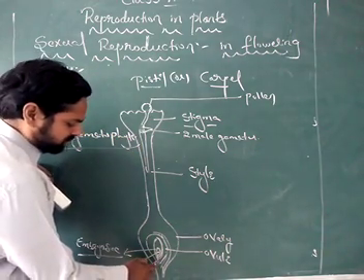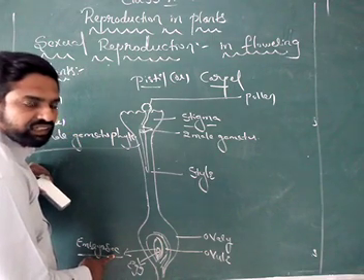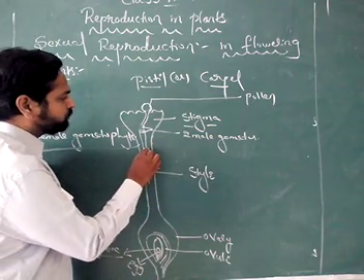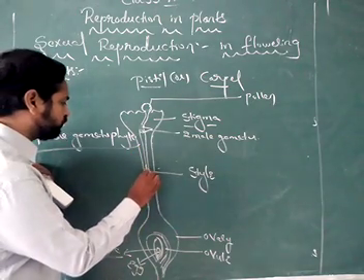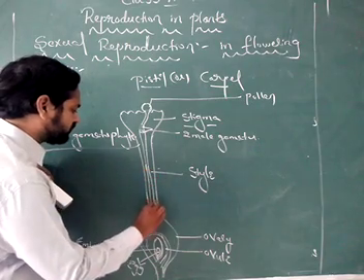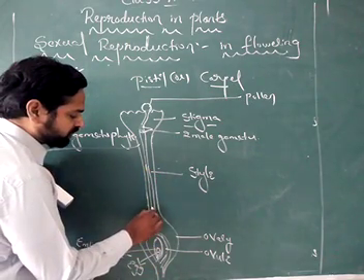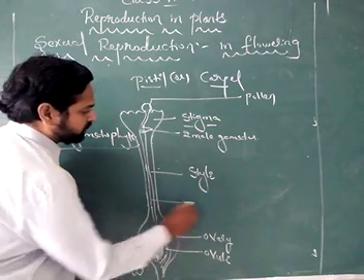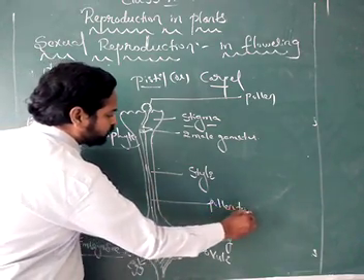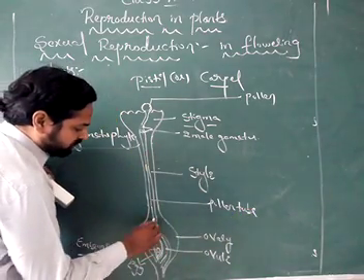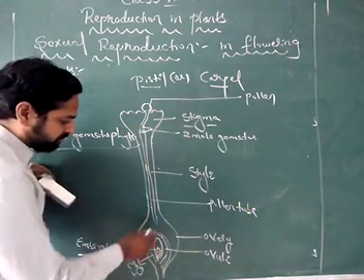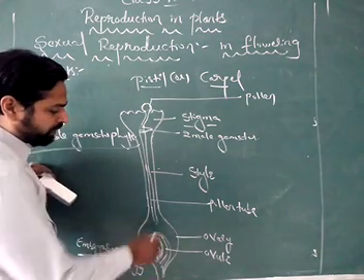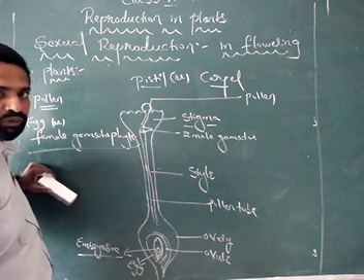Now, the embryo sac releases certain chemicals. The tube generated by the pollen is called the pollen tube. The pollen tube is attracted towards the ovule because of the chemicals generated by the embryo sac of the ovule. The pollen tube carrying the two male gametes reaches the embryo sac, where the male gamete fuses with the egg to form the zygote.